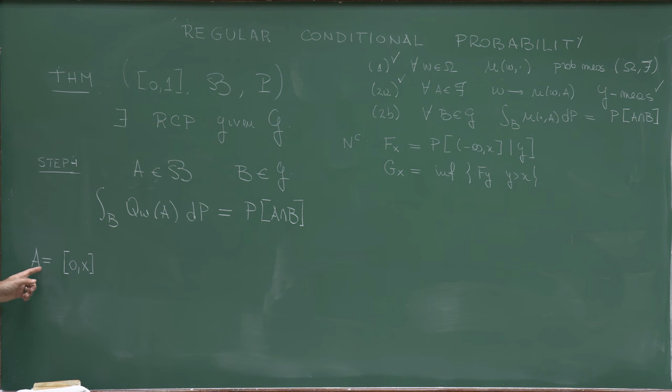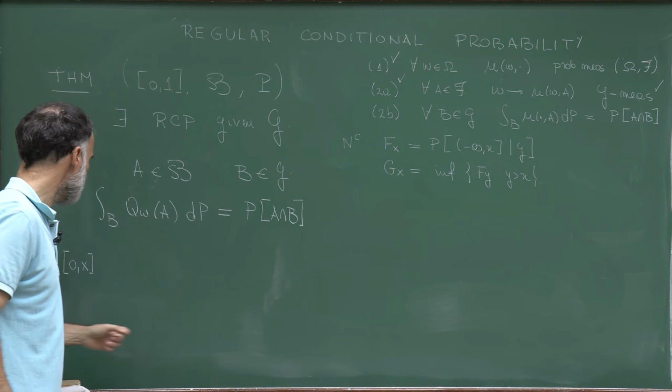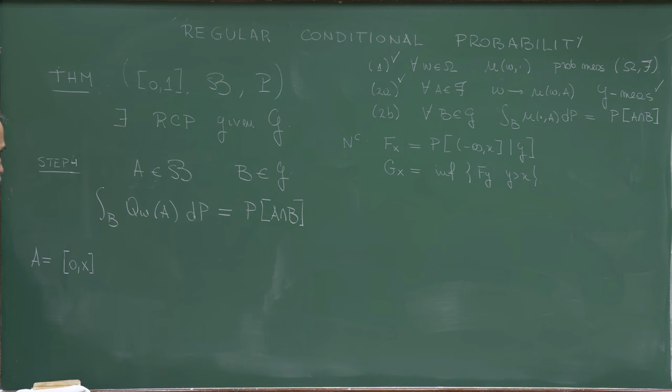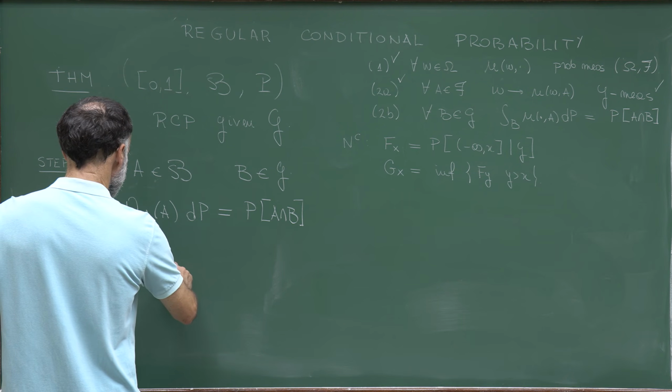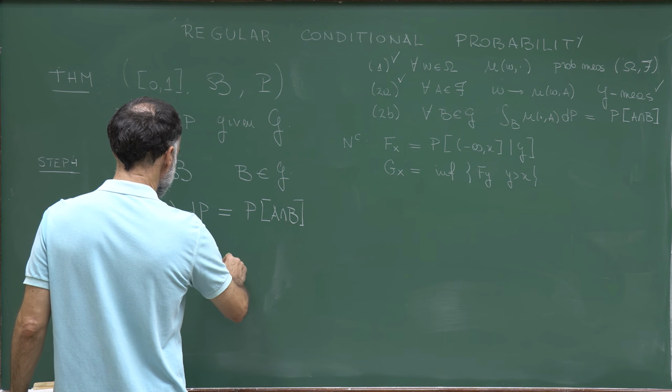So first I claim, so these are the Borel subsets of [0,1]. Let's take this set A = [0,x], and I claim that this identity holds for all B in G if A is equal to [0,x]. So let's write the left-hand side. So this is Q_omega of [0,x].